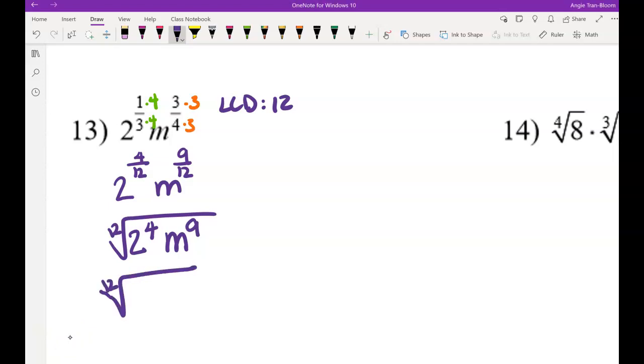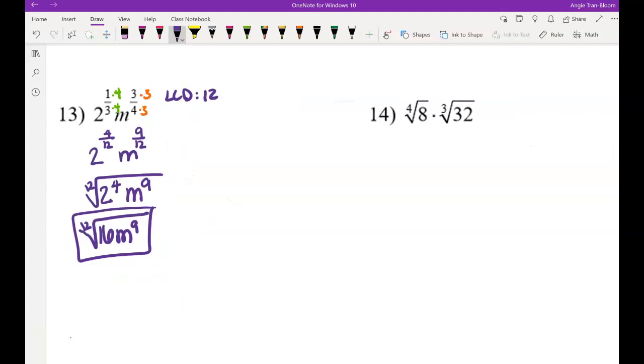So 12 index. Write that in there. 16m to the ninth. And we were asked to write it in a radical form, so we are just gonna box that up. We have two more.